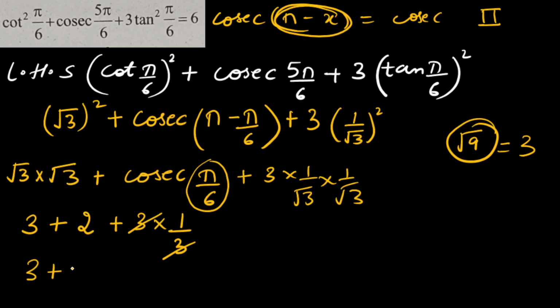So I'll get 3 plus 2 plus 1 is equals to 3 plus 2 is 5, 5 plus 1 is 6, and 6 is equals to the right hand side. So this is also proved. So we have completed the third question.